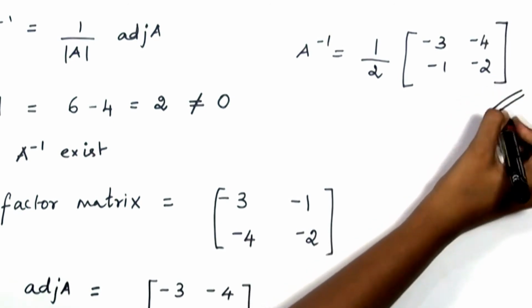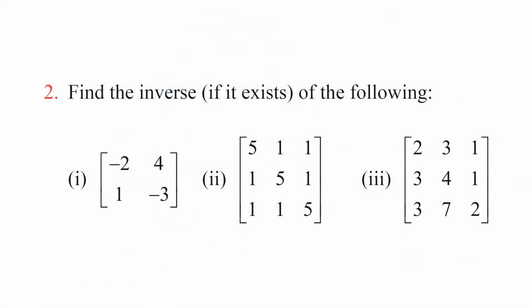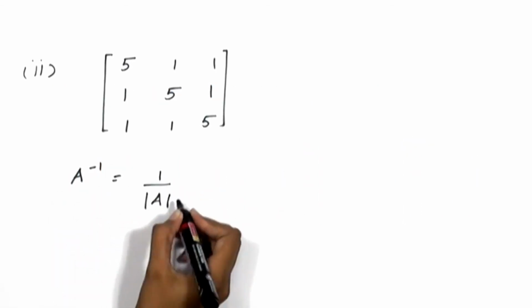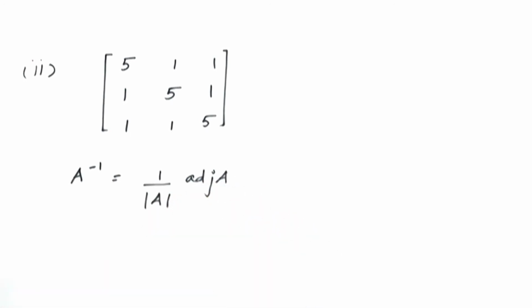So this is the final answer. So the next sum, we have a 3 into 3 matrix. We have a formula for finding out the A inverse: 1 by A determinant into adjoint A. So first we'll be finding out A determinant.